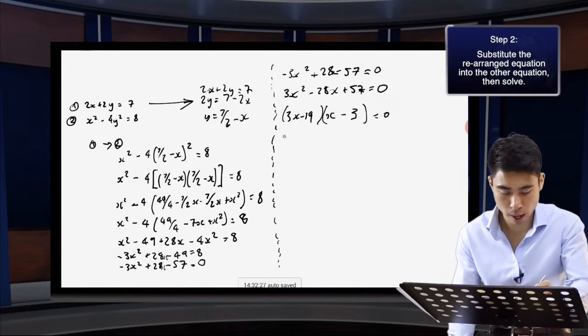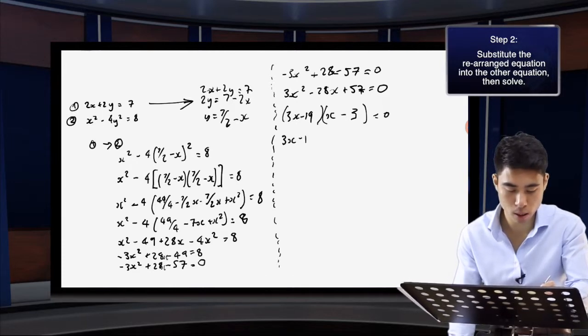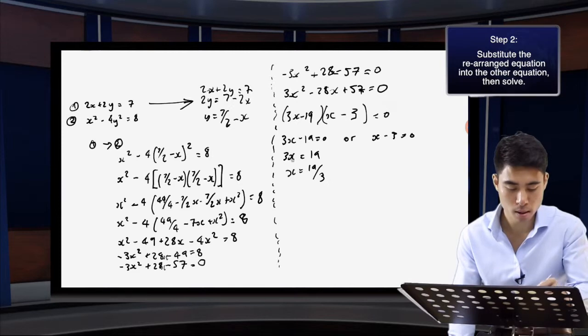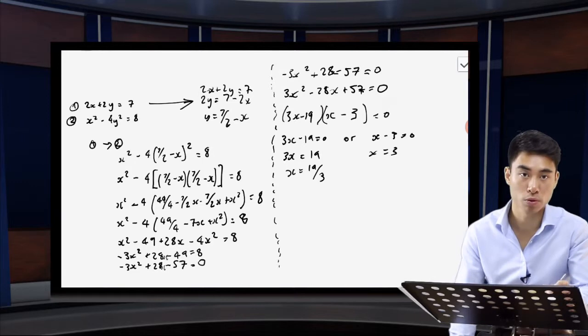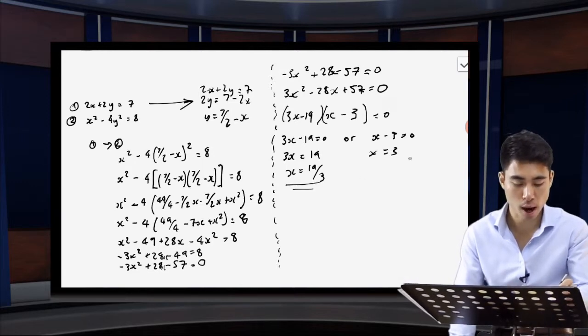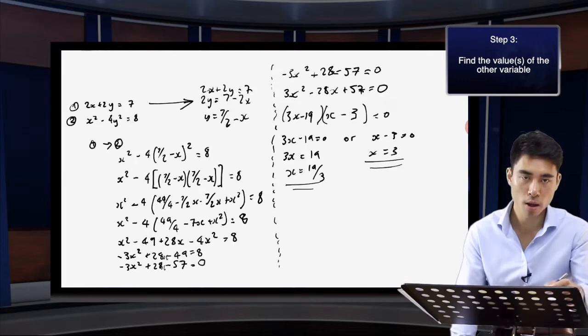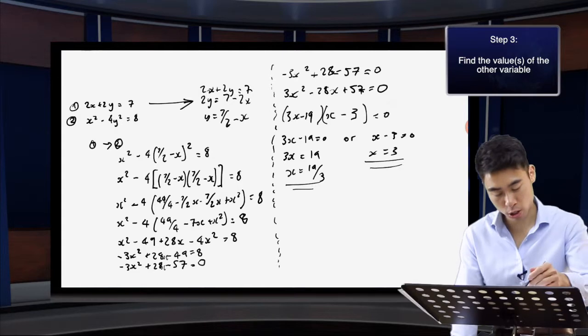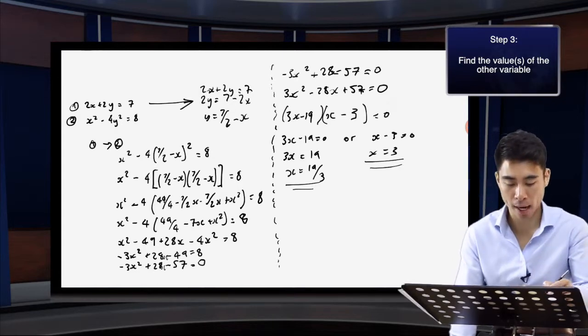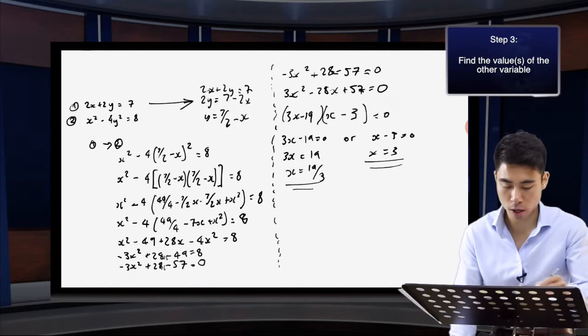Okay, now just solving this, again we're going to have two solutions, so 3x minus 19 equals 0, or x minus 3 equals 0. Looking at this one, 3x equals positive 19, x equals 19 over 3. And for the other, more straightforward, just x equals 3. So we've got our two solutions for x, and then similar to the previous example, moving on to the final step. Once we've obtained our values for one of the variables, we need to go back into one of our original equations and obtain our values for the other variable.